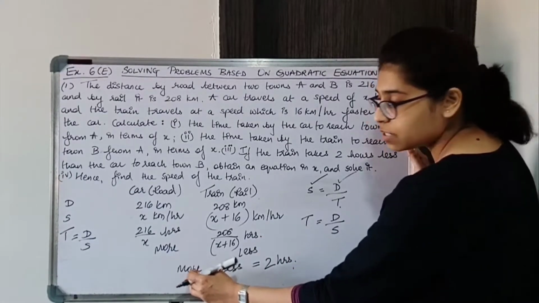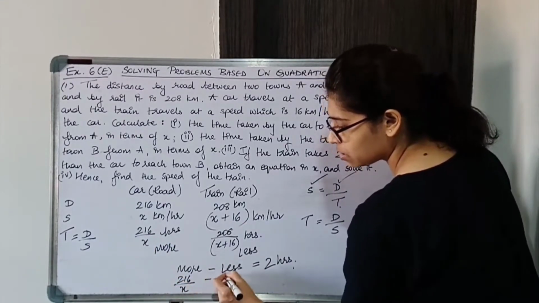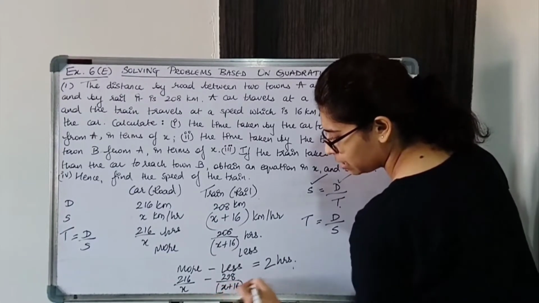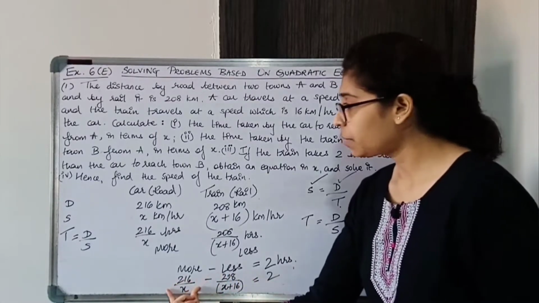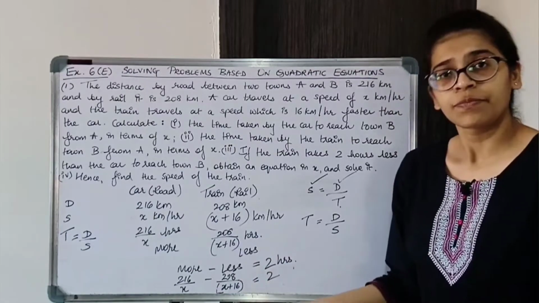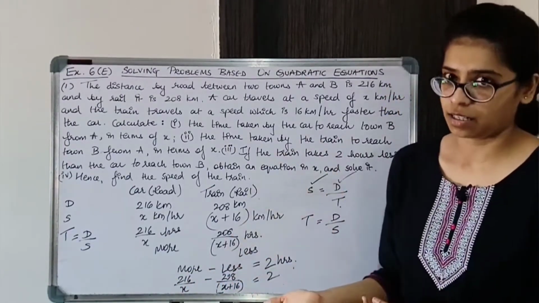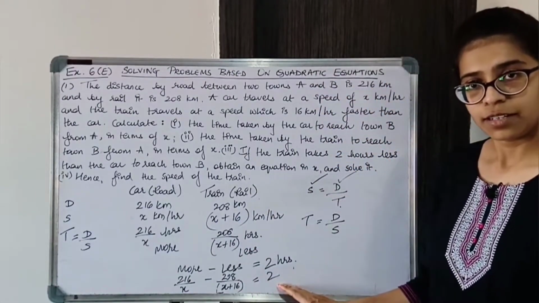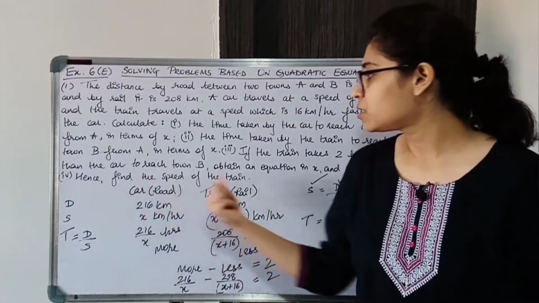Okay, so this one is more time, so this will be 216 upon x minus 208 upon x plus 16 is equal to 2. Very easy. Time taken by the car minus time taken by the train is equal to 2 hours. Okay, 2 hours का difference है between the time taken by car and the train. Okay, so we got the equation. All right, now you have to solve the equation and hence find the speed of the train.